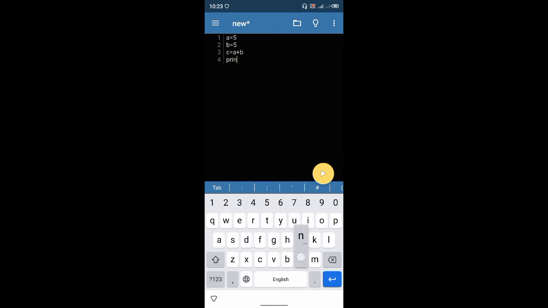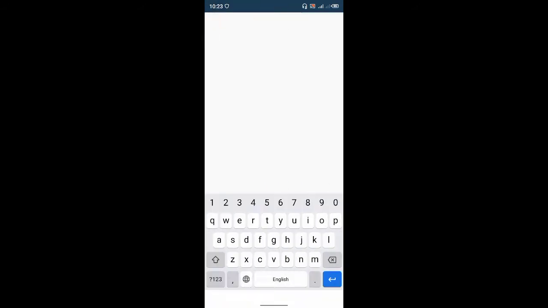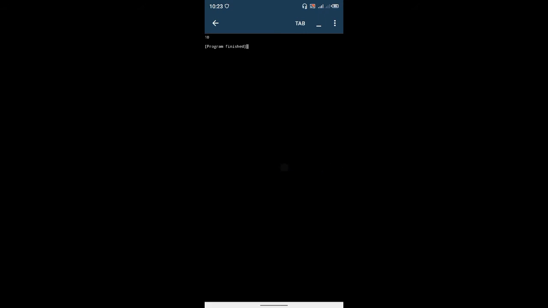It will display 10. So let's see. As we see, it displays 10.